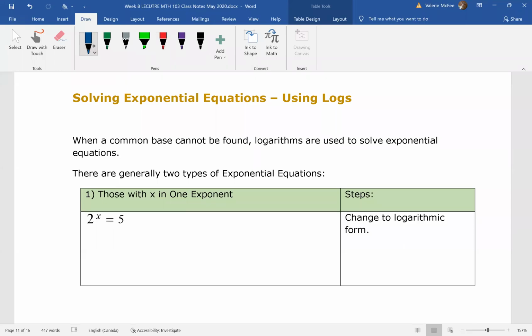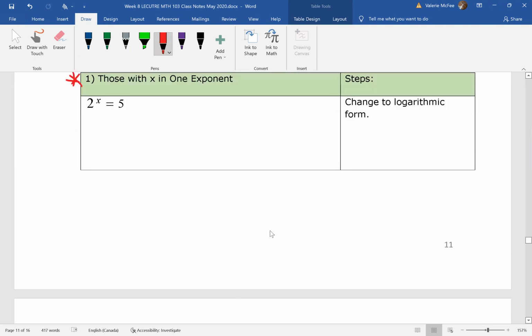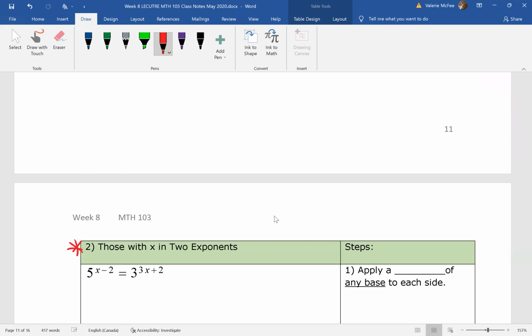When we last looked at solving exponential equations, we were able to find a common base and then ignore the base. In this lecture, we want to solve exponential equations again, where logs are going to be required. Logs are required when a common base cannot be found. And again, there are generally two types, those with x in one exponent and those with x in two exponents.